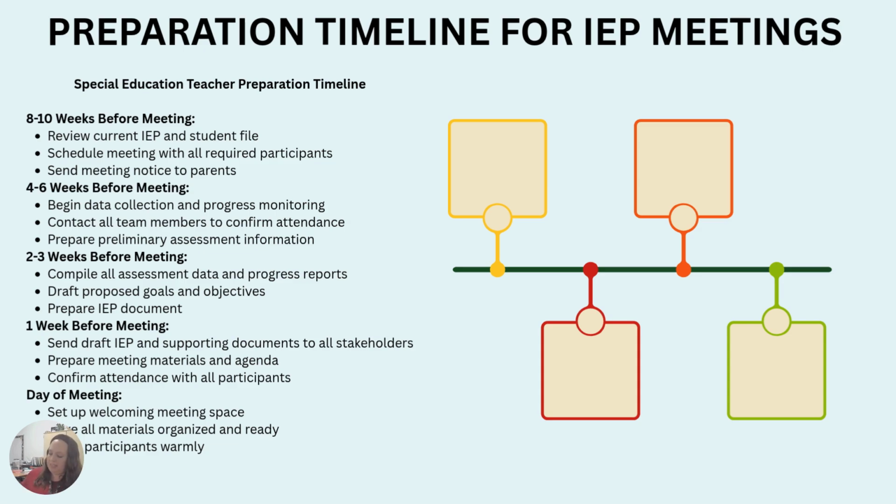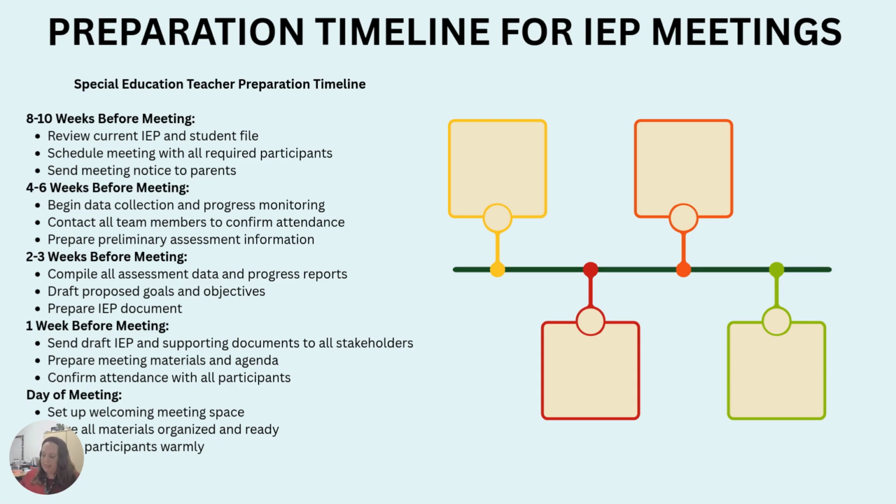Preparation is absolutely essential for conducting an effective IEP meeting. Starting 8 to 10 weeks before the meeting, review the student's current IEP and complete file to understand their educational history and current services. Simultaneously schedule the meeting with all required participants and send formal meeting notices to parents. 4 to 6 weeks before the meeting, begin systematic data collection and progress monitoring while confirming attendance with team members. 2 to 3 weeks prior, complete all assessment data, progress reports, and draft proposed goals based on current student performance.